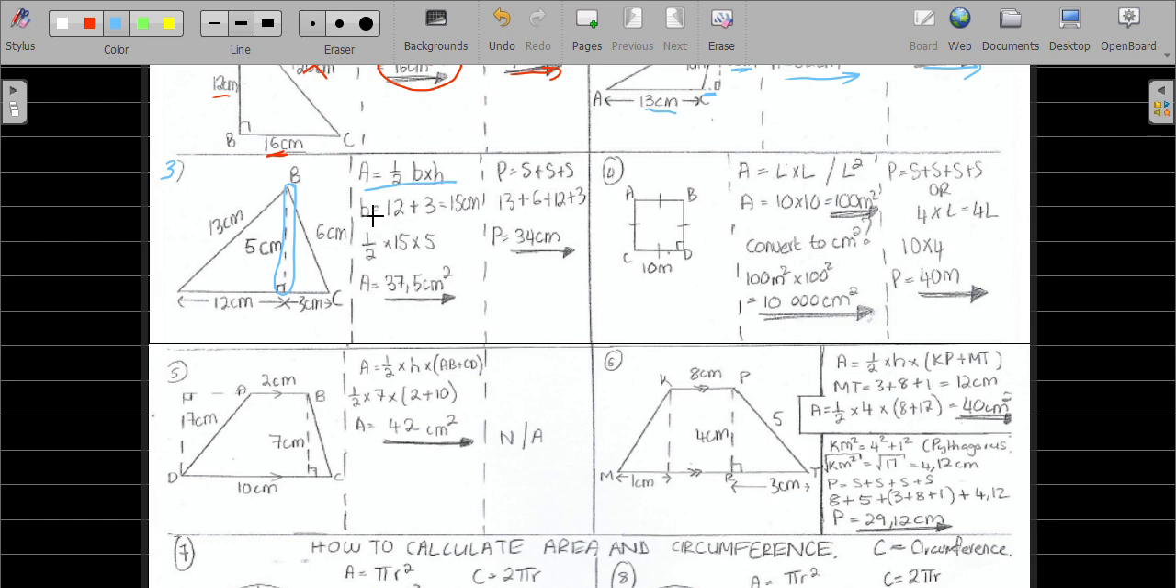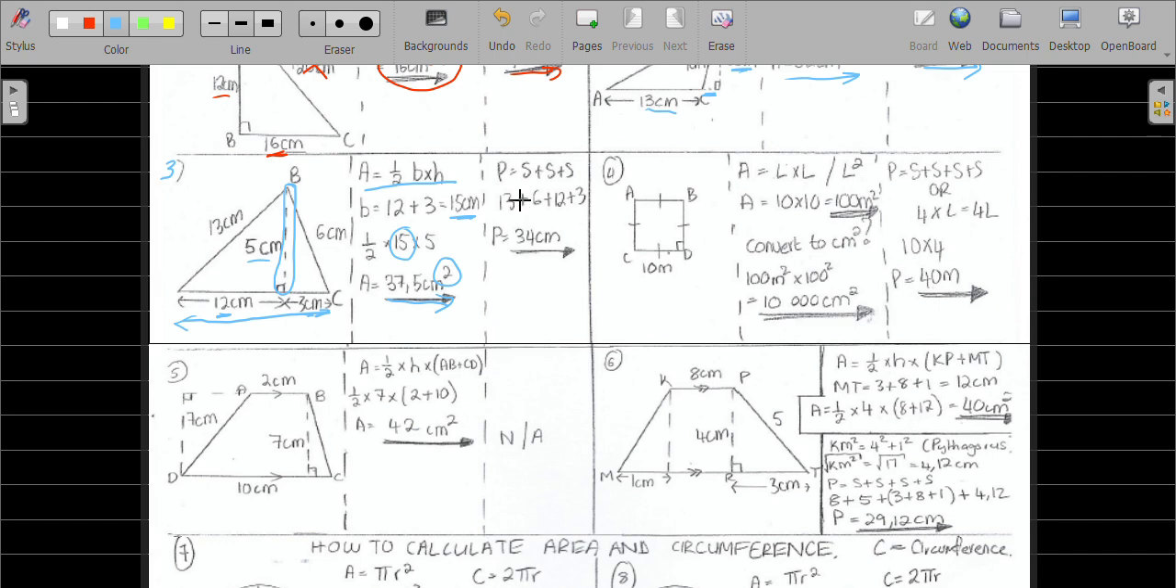Now, our base, guys, this time, our base is this entire length over here, right? So our base is going to be 12 plus the 3 because we want the entire base. So it's 12 plus 3, which is 15. So it's going to be half times base. We know that our base is 15 now, times by the perpendicular height. And then area will equal, you put that in your calculator and you get 37.5 centimeters squared.